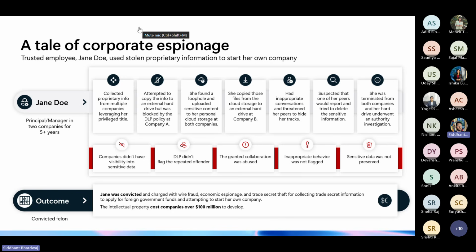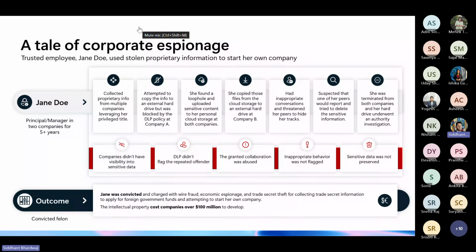Now, what we were talking about is how Jane Doe was taking data from both companies. While this happens, people do notice. She also had inappropriate conversations in which she threatened the people who thought something might be wrong, to cover up her tracks. Then she deleted everything, the actual sensitive information, in order to say she never had access to it in the first place. In this case she was found out; someone tattled, but that is not always the case.